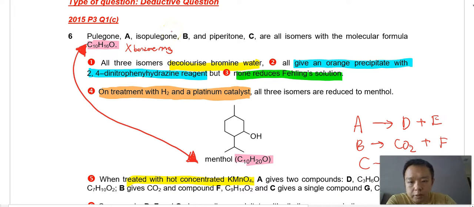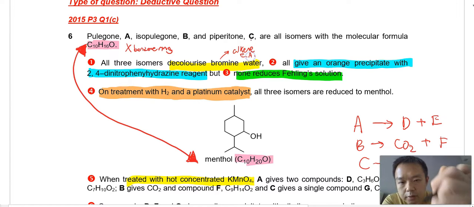So all three isomers decolorize bromine water. So what are the functional groups that can react with bromine water? Aqueous bromine reacts with your alkenes, phenol, as well as your phenylamine. Right, so in this case, since there's no benzene ring, we can deduce that this must be your alkene functional group, and the type of reaction is your electrophilic addition.